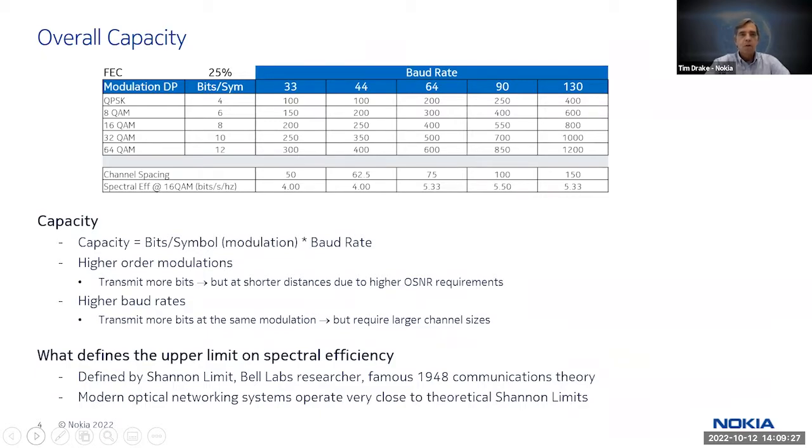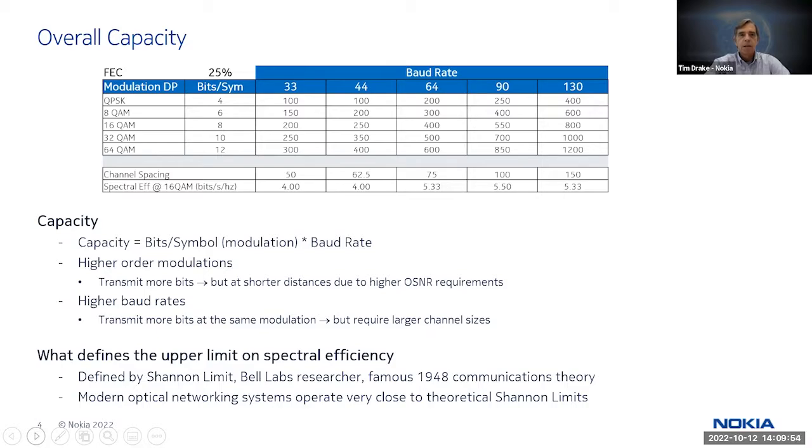Now, looking at overall capacity. This is really looking at the bits per symbol modulation times the bit rate. So QPSK, if we were running a 25% forward error correction, you get 4 bits per symbol at 33 gigabaud. It takes about 100 gigahertz spacing.